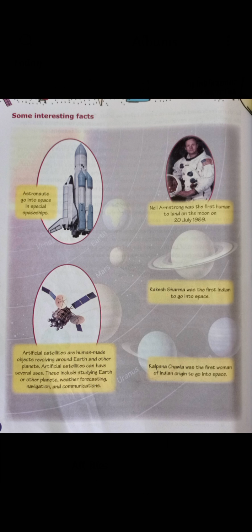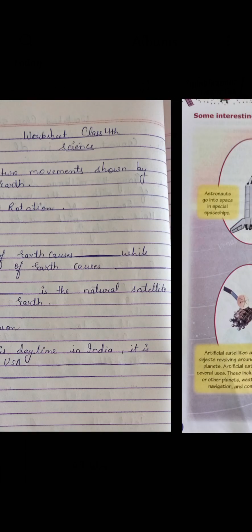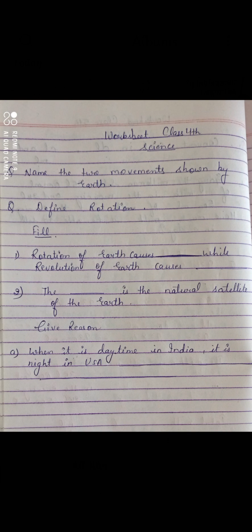Okay, so now the chapter is complete. Here I am giving you a worksheet. First question: name the two movements shown by the Earth. Next, define rotation. Next question is of ellipse. Rotation of Earth causes dash, while revolution of Earth causes dash. Next, the dash is the natural satellite of the Earth. And give reason: when it is daytime in India, it is night in USA. Why?